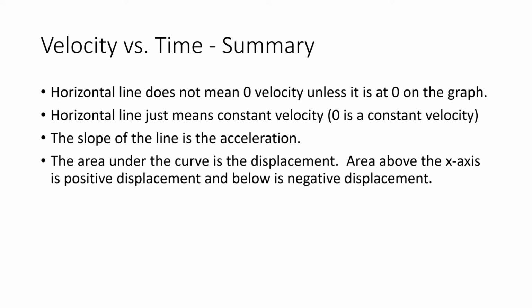I'll talk about velocity versus time graphs. In this case, a horizontal line does not mean zero velocity unless it's at zero on the graph, so it's a little different. In a displacement versus time graph, a horizontal line meant that there is no velocity. For a velocity versus time graph, that's not true unless the horizontal line is at 0 on the graph. A horizontal line just means constant velocity, and 0 is a constant velocity. The slope of the line is the acceleration, and the area under the curve now is the displacement. Area above the x-axis is positive displacement, and area below the x-axis is negative displacement.